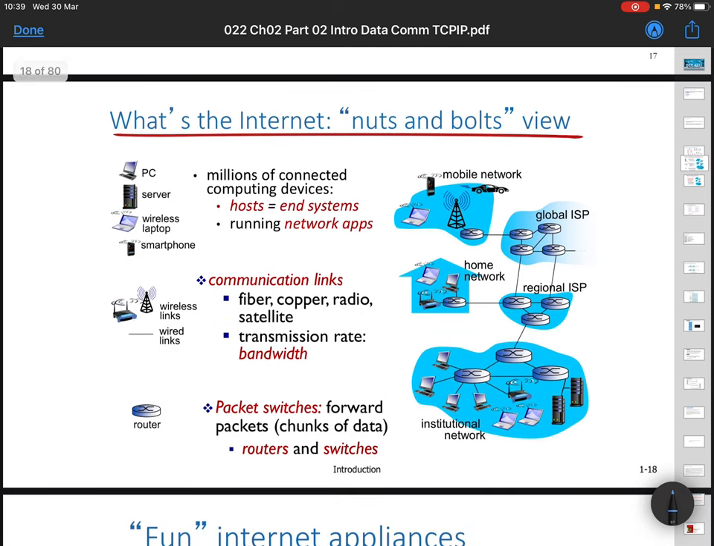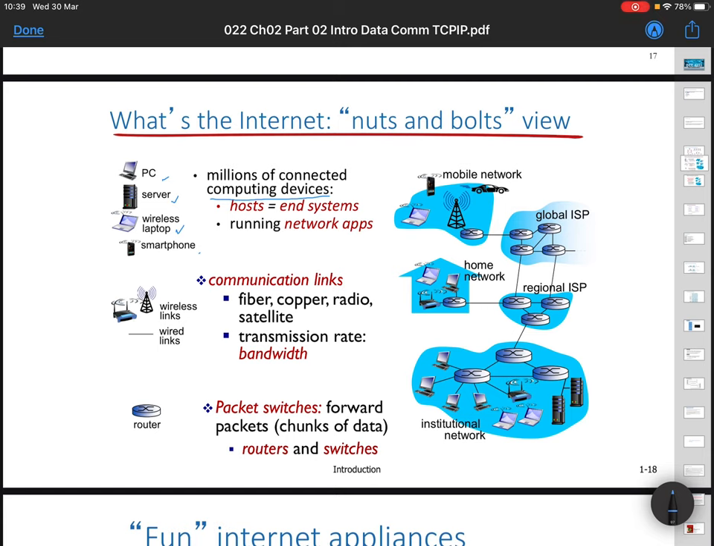Okay, what is the internet's nuts and bolts view? Millions of connected computing devices. So you have smartphones, laptops, servers, and PCs. Millions of connected computing devices. Hosts and systems running network apps.